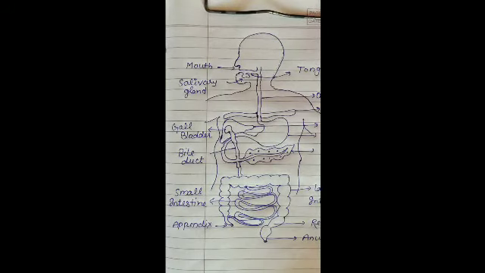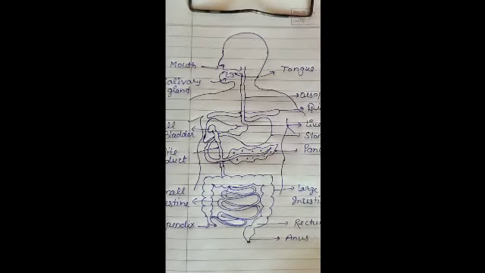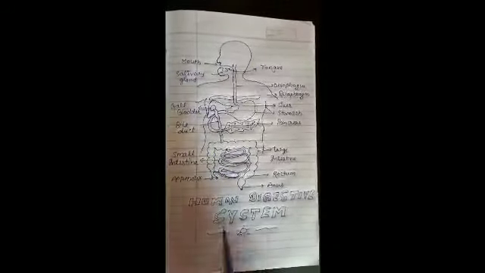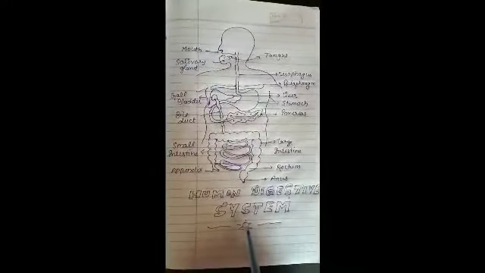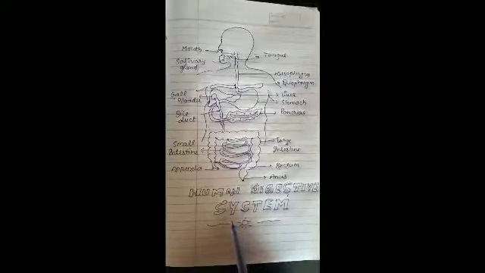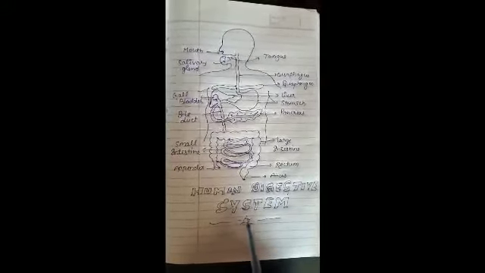Now the labeling of the human digestive system is completed. Then complete the diagram of the human digestive system. Now students, practice this diagram 4 to 5 times.